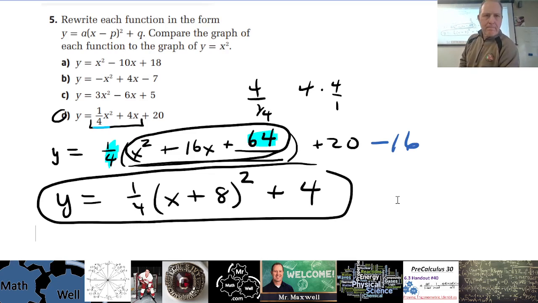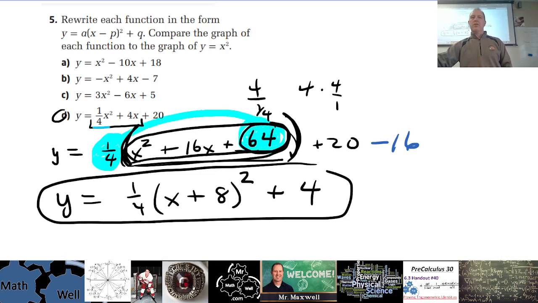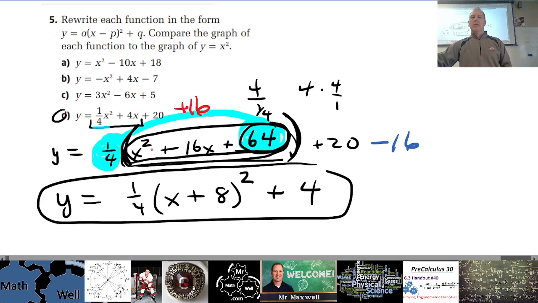How do you get the 16 on the end? Okay, so because I put the 64 here to complete this square inside these brackets, what I've actually done is added to this equation 1/4 times 64. So I've actually added 16 by putting the 64 here. So in order to counterbalance that, you either have to add 16 to the other side or subtract 16 on the same side somewhere outside those brackets. And then when I combine 20 minus 16, that's when I get the 4. Yeah.